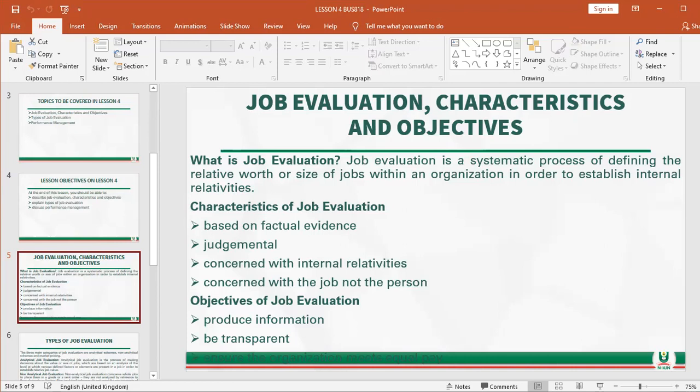So they are more concerned with the job. Is this person going to deliver? So what are the person's roles? What are the person's responsibilities? What do we expect from the person? Do you understand? So it's more of the job and not the person.